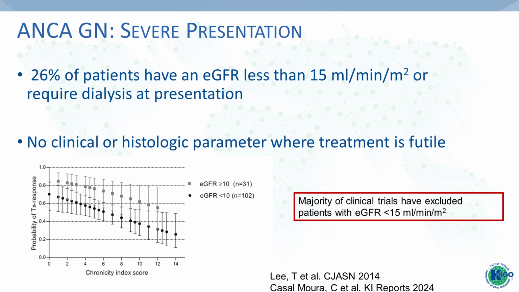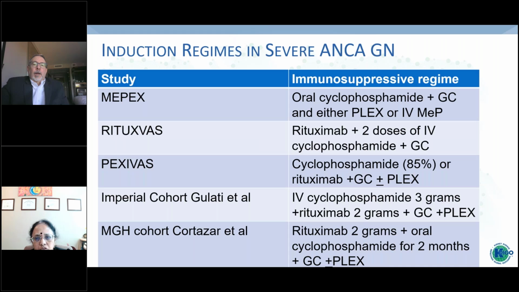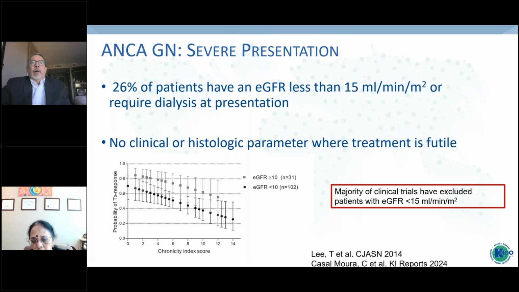And what they essentially showed is, even if you have a GFR less than 10 and a chronicity score of 14, there is still about more than 14% chance of treatment response. So really, it is important to study this group of patients which have not been studied well in clinical trials, because as you will see, the majority of the clinical trials have an exclusion criterion of patients having a GFR less than 15 milliliters per minute per meter squared. So here are the... Geetha, yeah. Can I just, I think that paper and others are really important for us to keep in mind.